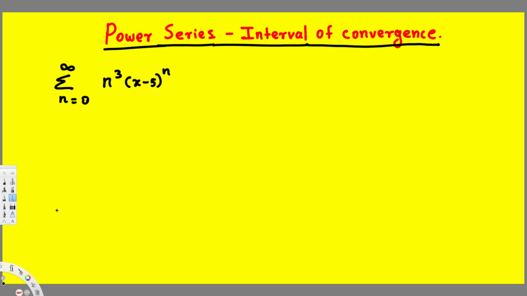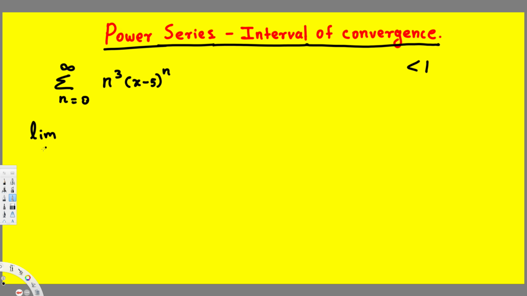What's going on, guys? Let's see how we can find the intervals of convergence for this power series. So first of all, we have to do the ratio test to find where the ratio is less than 1, right? So we have to find that one first, and let's go ahead and do the ratio test.